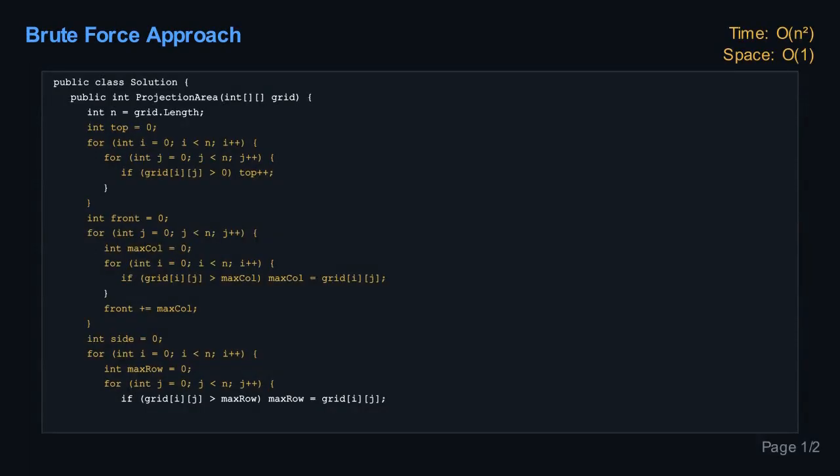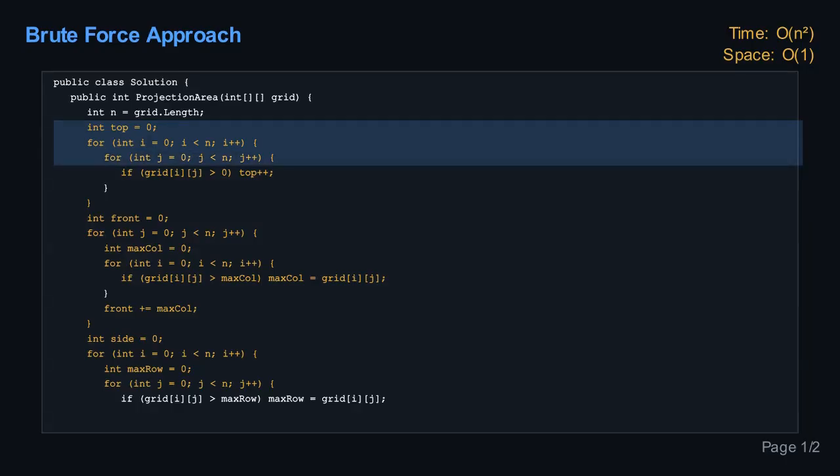The obvious thing to try is to compute each projection independently. First, count the top area by looping over every cell and incrementing a counter whenever the height is positive. That's one full pass over the grid. Second, compute the front area. For each column, loop over all rows to find the maximum height in that column. Then add that maximum to a running total.